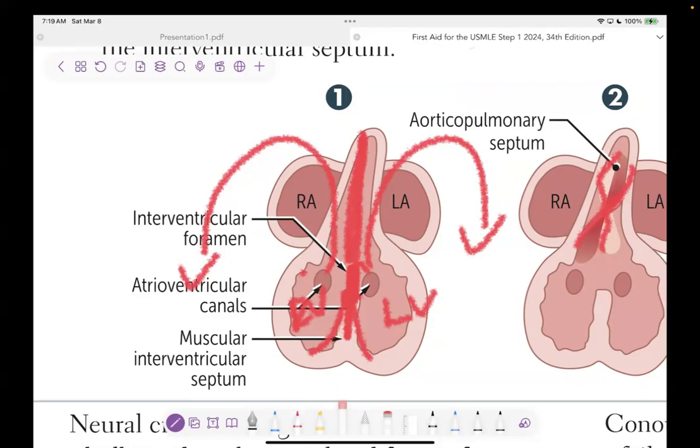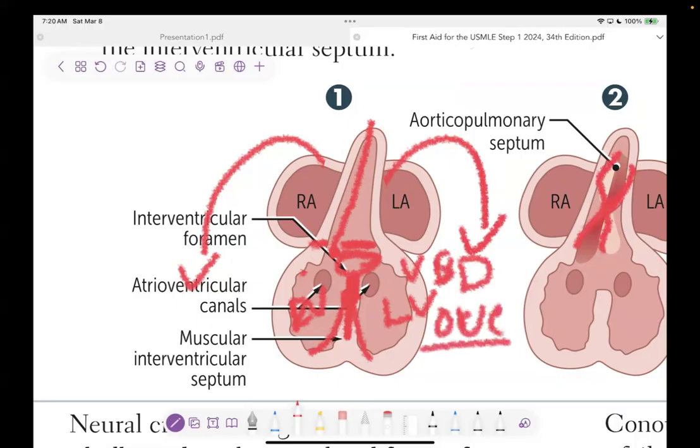And if this septum is not made in the middle, it is made here. It starts from here, you see. Aorta will be bigger than pulmonary. So this is called overriding of aorta. And at the same time, there will be a hole here. This hole will be called VSD. VSD and overriding of aorta.